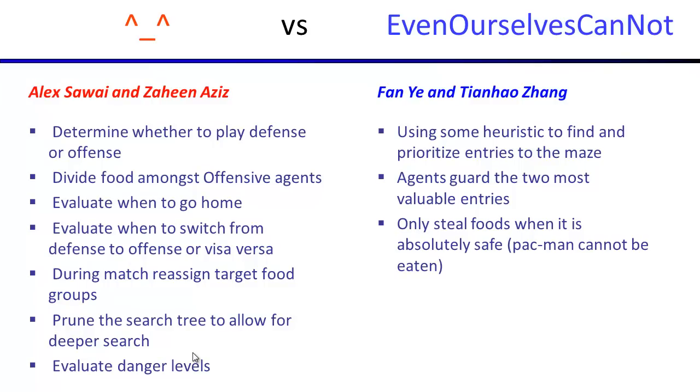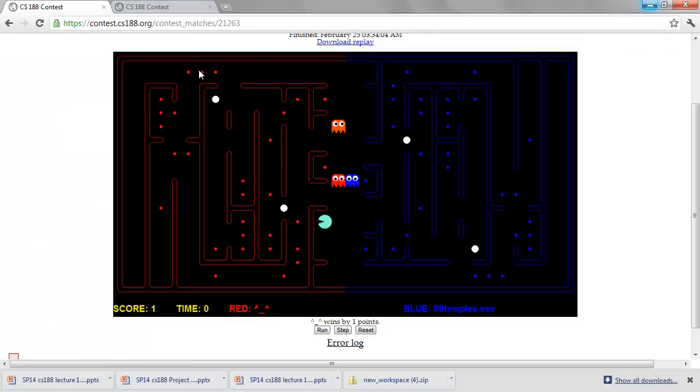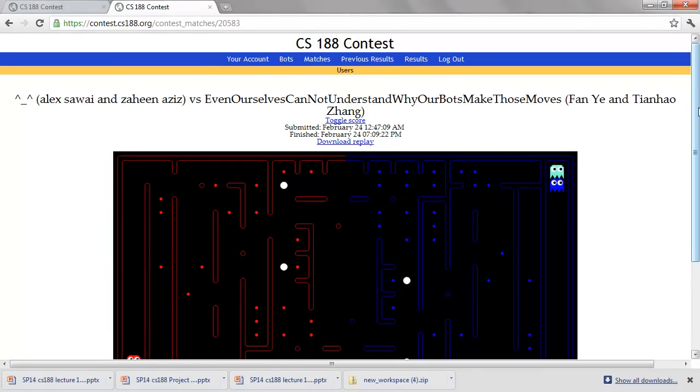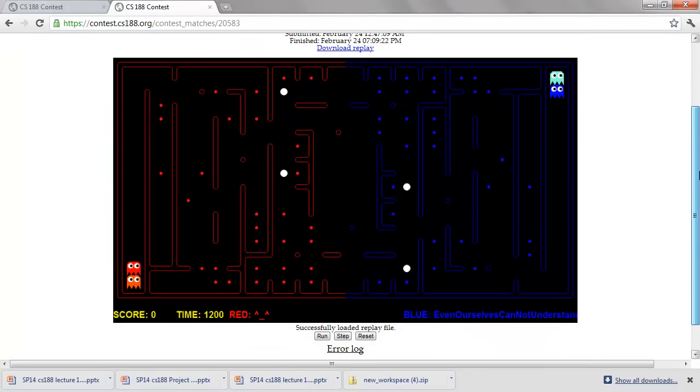Smiley face in red. Even ourselves cannot understand the intelligence behind here. In blue. Let's see what happens this time. The blue Pac-Man has been kind of locked down for a while there. A little bit of waiting, but it's ahead. Red won this one. Congratulations to Smiley Face.